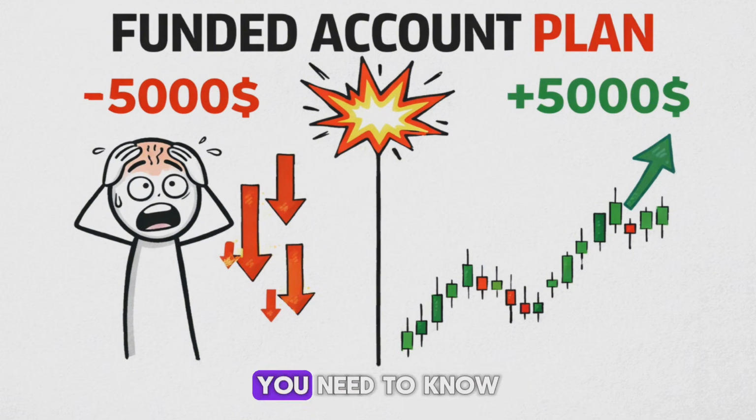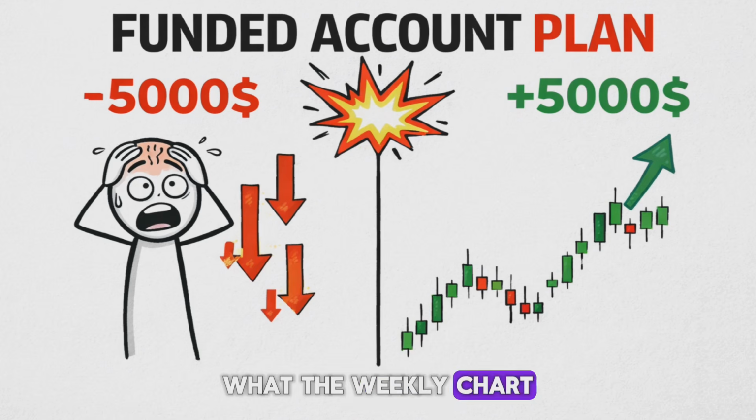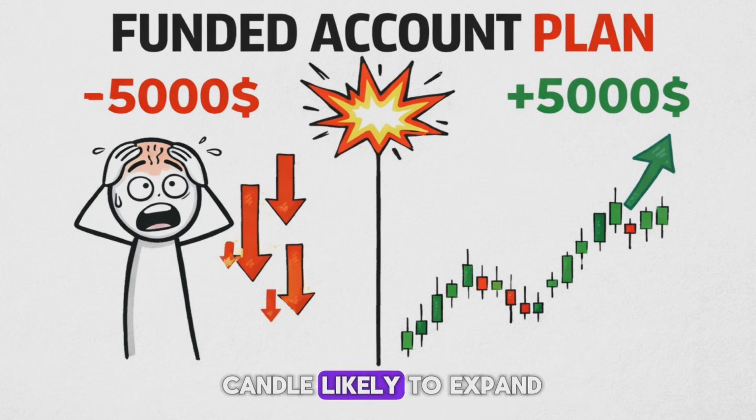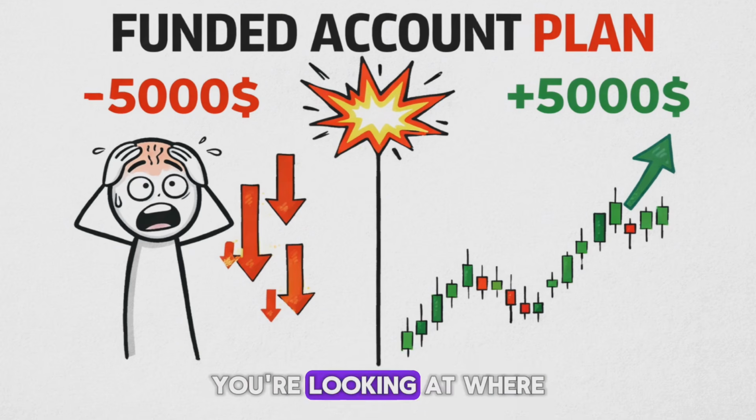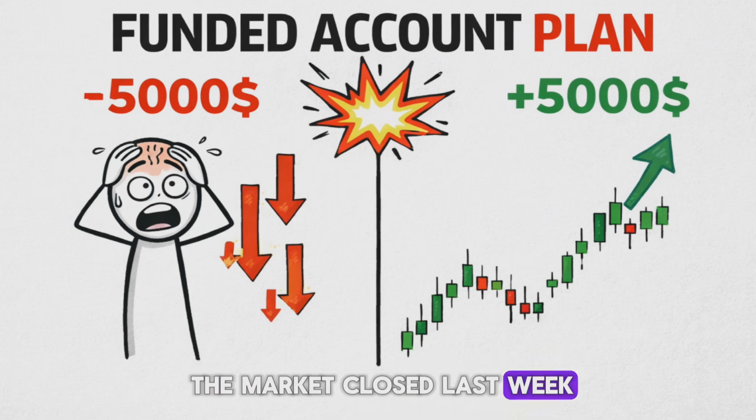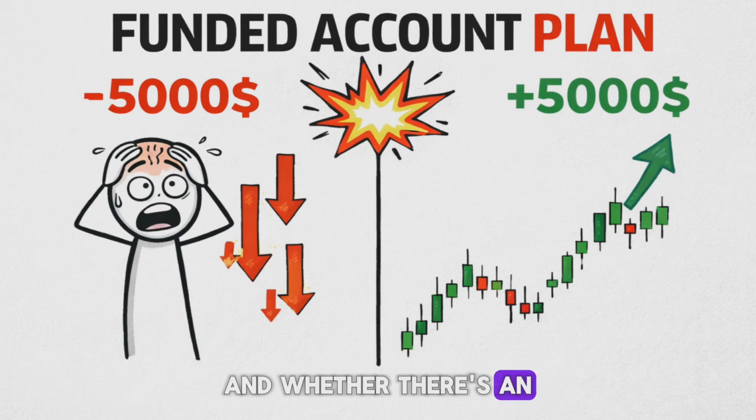Before London opens, you need to know 2 things: what the weekly chart is telling you and what yesterday's range was. The weekly chart gives you your bias. Is the current weekly candle likely to expand higher or lower? You're not guessing randomly. You're looking at where the market closed last week, where it opened this week, and whether there's an obvious draw, an area of inefficiency, or a pool of stops, that price is likely to reach.